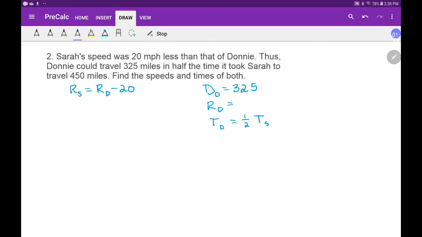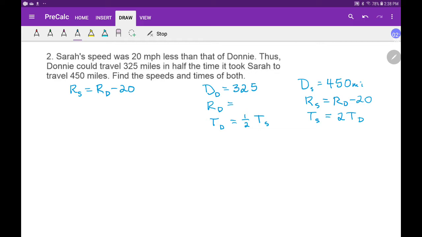Okay. And the distance of Sarah is 450 miles. And we already said the rate of Sarah is the rate of Donnie minus 20. And so then the time of Sarah is just, well, it'd be 2 times the time of Donnie, right? Because he took half the time that she took. Okay, so how can we find what we need to find?